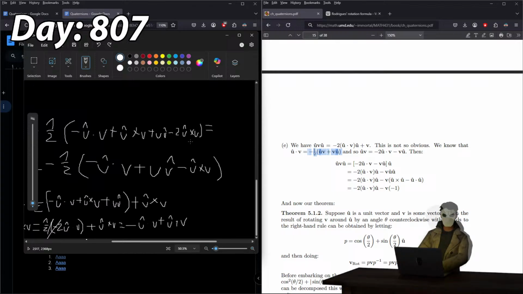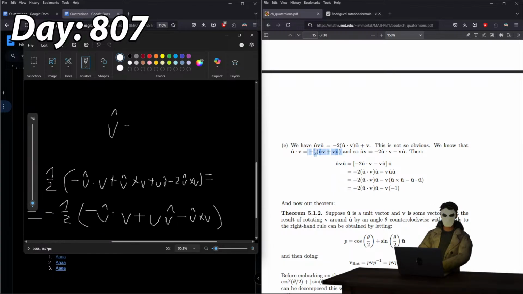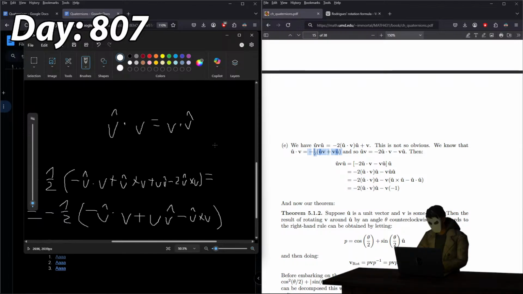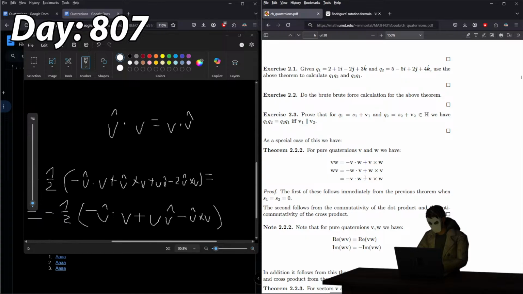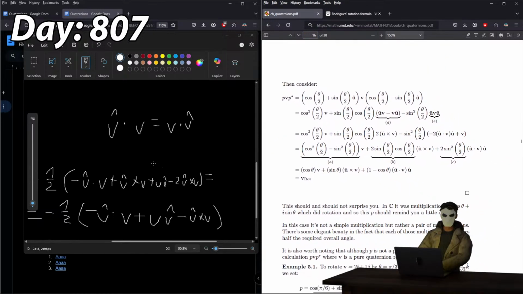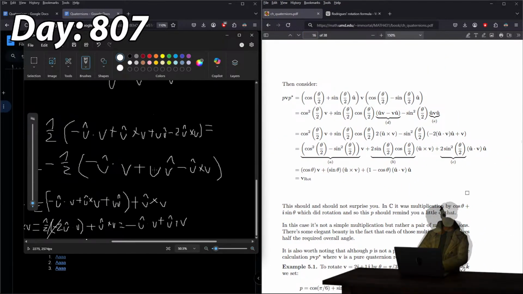Maybe u dot v equals negative v dot u. No, u dot v should equal v dot u, if I'm not mistaken. Wait, v dot u. I'm pretty certain this should be equality. Cross should be switching, I think. Let's see. Yeah, these can switch, but when cross switches, the sign changes, which means that the dots don't really matter. We could switch the cross to have it be into positive.